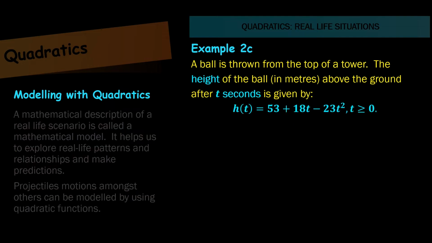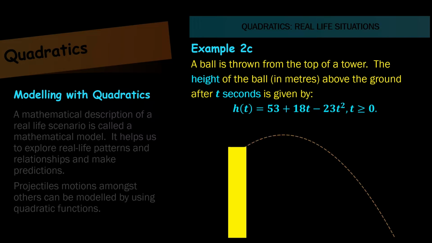So let's take a look at this scenario a little more closely. Here's our tower, and here's our ball being thrown from the top. It's going to follow this kind of motion. In other words, it's a projectile, or it takes the shape of a quadratic as shown. Suppose we consider a point at which the ball passed through at a particular point, say here. H of t denotes the height of the ball above the ground, and t denotes the time that has elapsed.